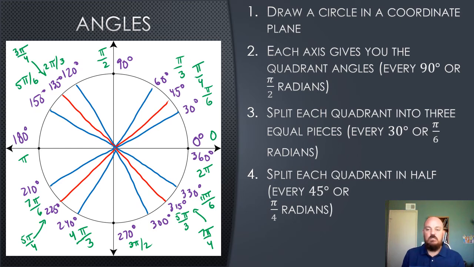If you're really understanding what you're doing, you don't have to memorize anything. You can just look at it and know whether it's a multiple of 30 or a multiple of 45 and work from there.